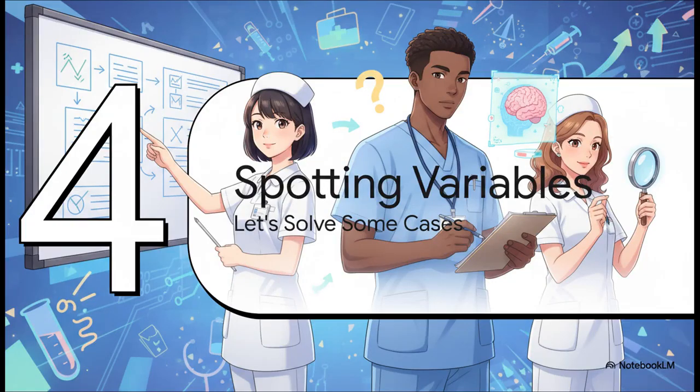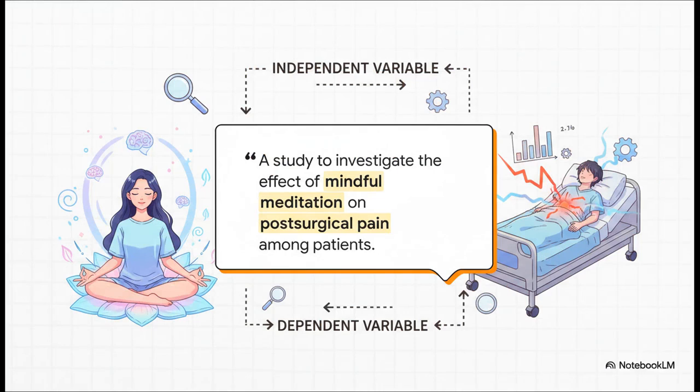Okay, theory is great, but let's make this real. We're about to look at a few research problems pulled straight from actual nursing studies. For each one, I want you to use that cause and effect rule we just talked about and see if you can spot the independent and the dependent variables. You ready? Okay, here's our first case. We're looking at the effect of mindful meditation on post-surgical pain. So take a second. What's the intervention here, the thing being introduced or tested? And what's the outcome that's being measured?